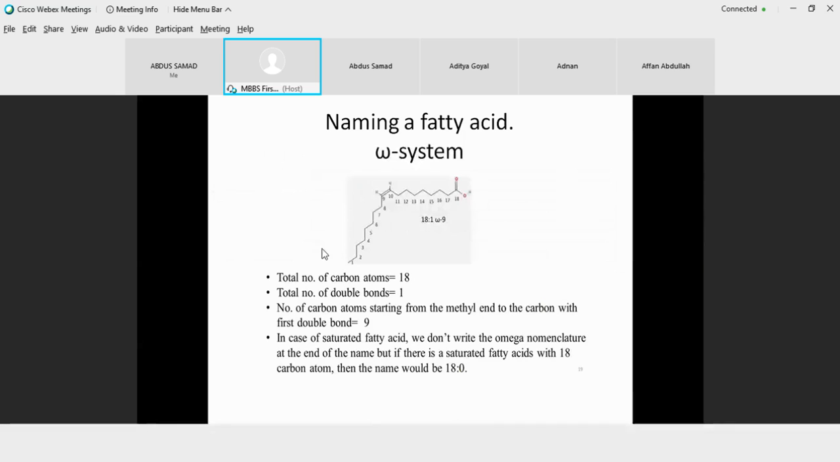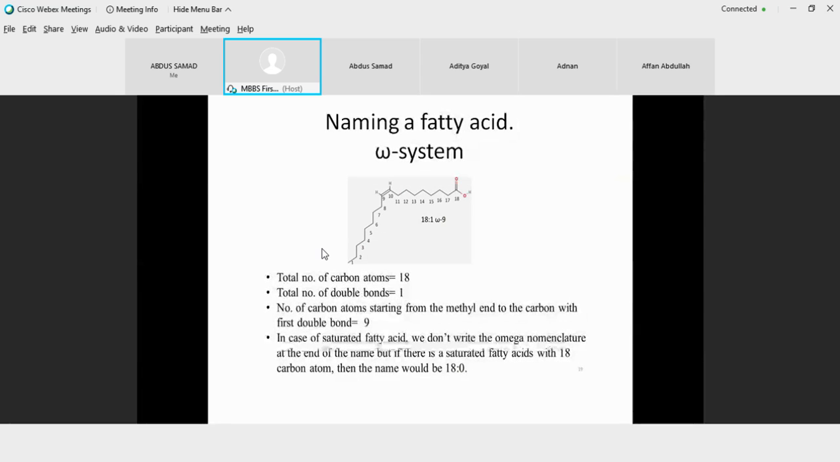Now, another form of naming system is the omega naming system. The only difference is that whenever we start with the omega system, instead of starting from the carboxylic end, we start from the CH3 end, the last hydrophobic carbon, the tail of the fatty acid. So again, it would be represented 18:1, but instead of delta, we write omega 9, because starting from the tail, it is the 9th carbon that has a double bond. So this is an example of an omega 9 fatty acid.